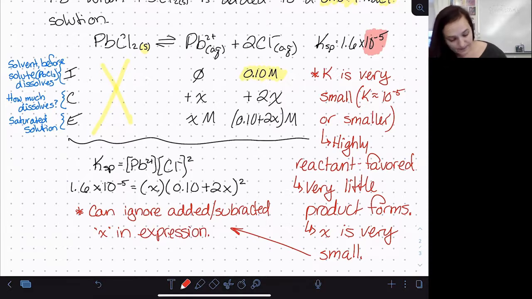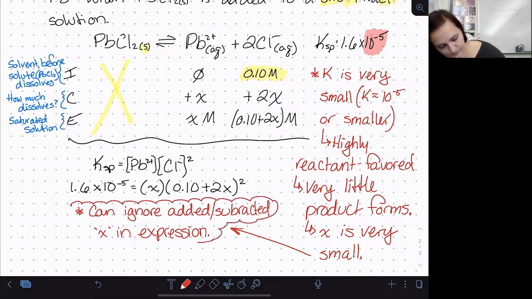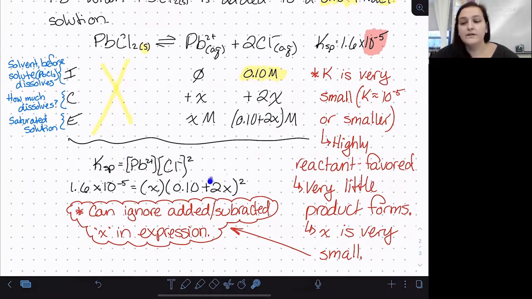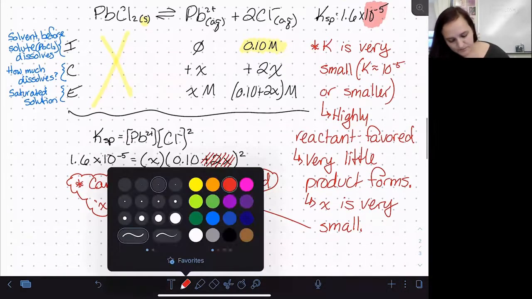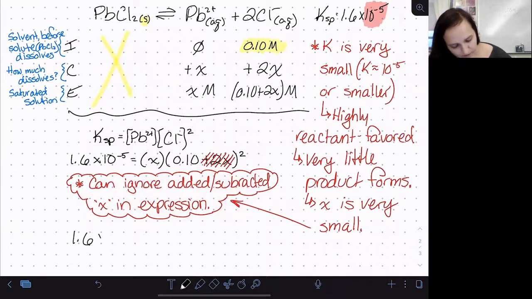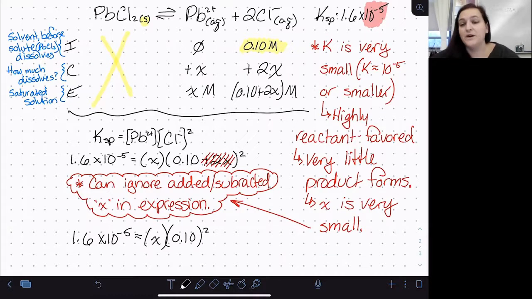So that means that if we want to simplify our lives, we can say that 0.1 plus 2x, because by all of this logic that we just discussed, we know 2x is going to be a really small number, 0.1 plus 2x is effectively 0.1. So I can say that my value for K, 1.6 times 10 to the minus fifth, is approximately equal to X times 0.1 squared. And just ignore that plus 2x because it's not really going to make much difference.